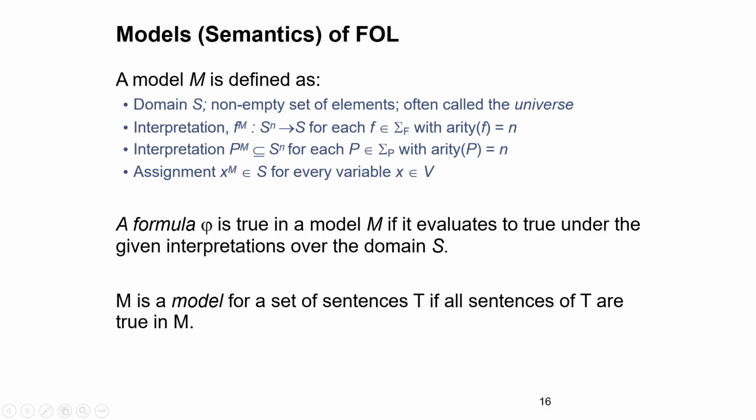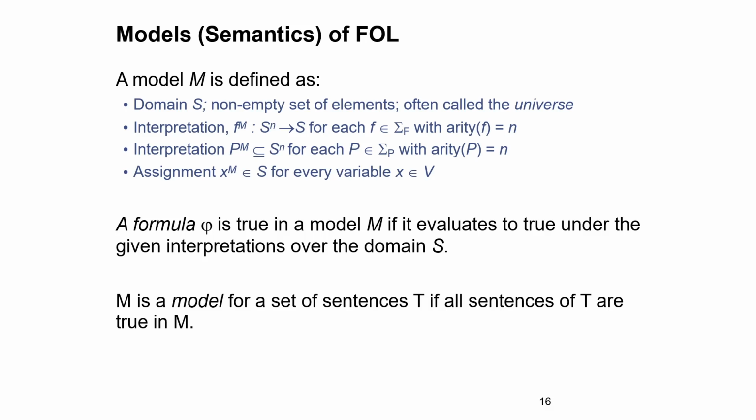Okay, so a formula is true in some model. Let's say we have a formula and we have a model. The formula is true in that model if it evaluates to true under the given interpretations over the domain S. So basically, we apply all these interpretations. We replace all those funny symbols by their correct interpretations on this one domain that we have, and then we check, is it true or false, right? And M is a model for some set of sentences T, if all sentences of T are true in M.